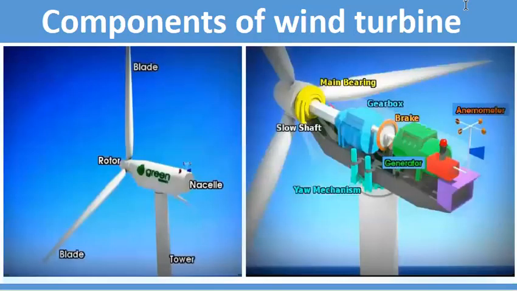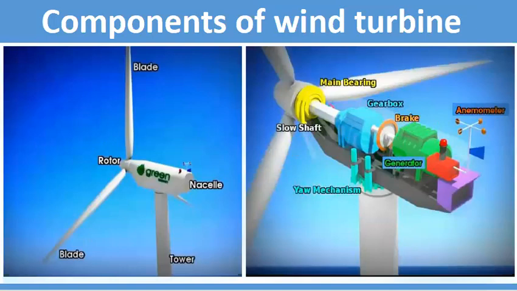These are the main components: blades, rotor, nacelle, tower, and these are the inner components: main bearing, gearbox, brake, yaw mechanism, flow shaft, manometer. These are the inner components. So coming to the components, wind turbines convert wind energy into electrical energy for distribution.